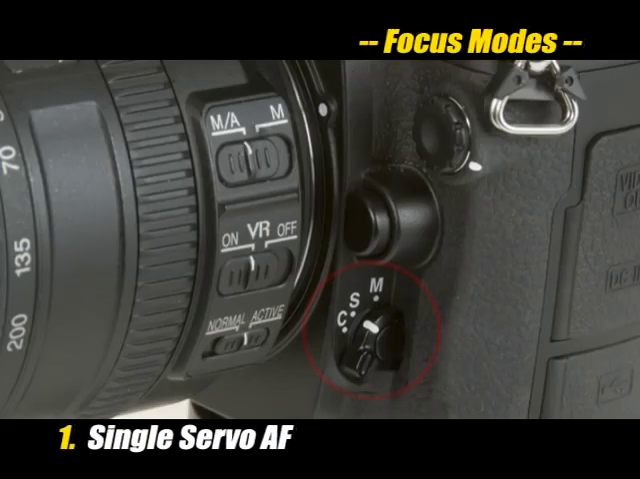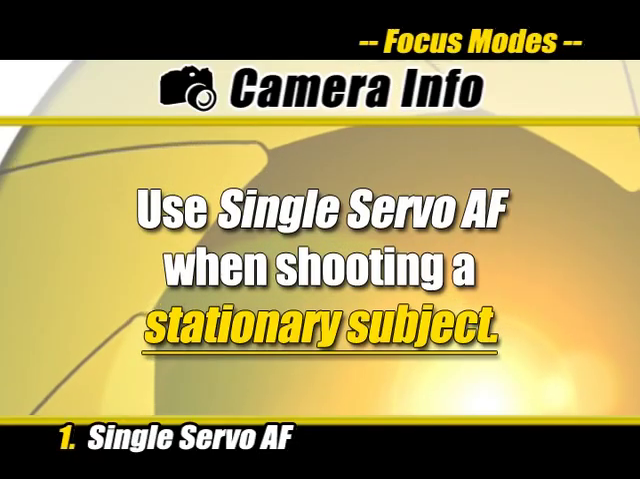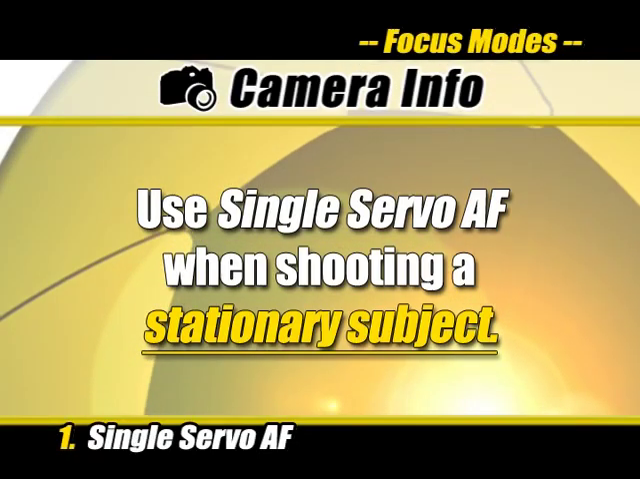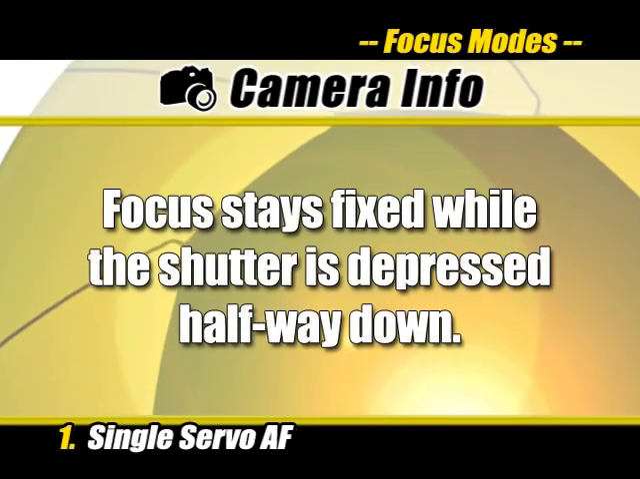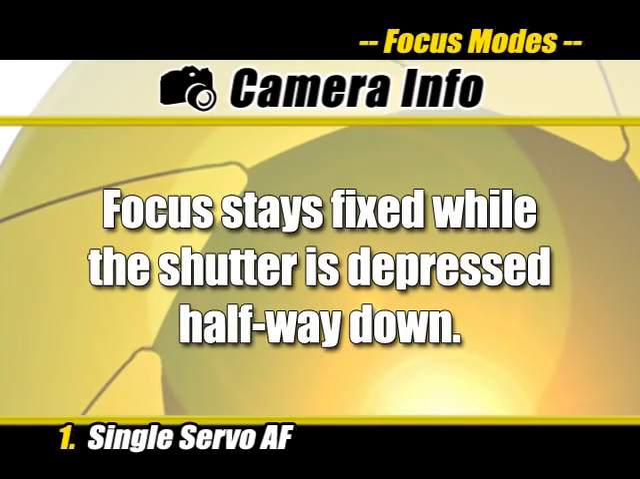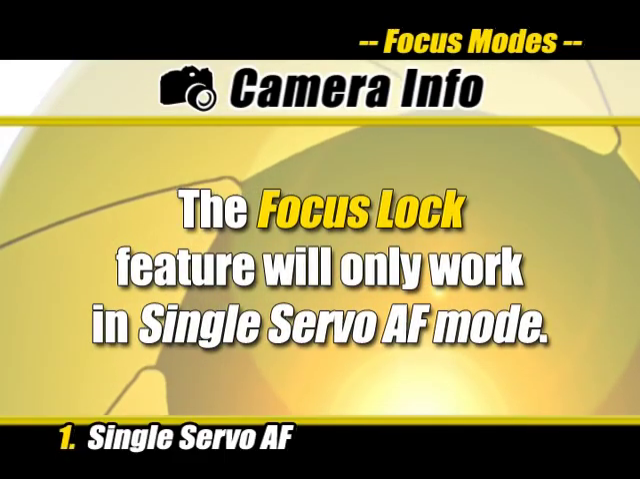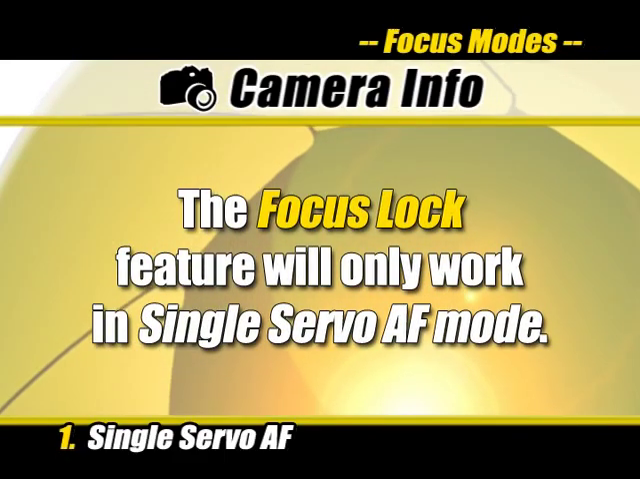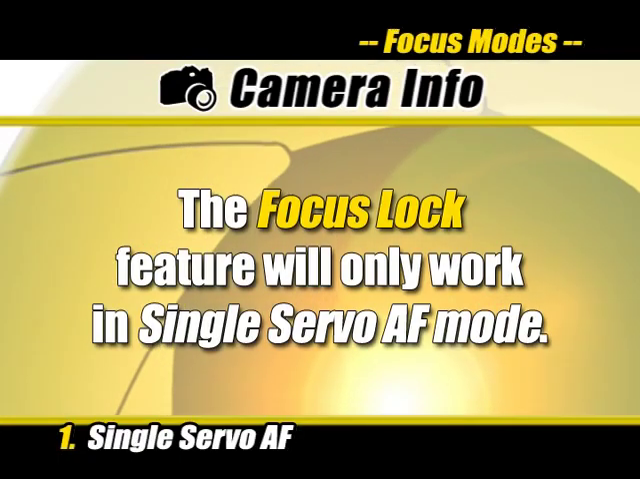Single servo AF. This mode should be used when you are photographing a stationary subject. As long as the shutter is depressed halfway, your focus will stay fixed on whichever focus point was selected. Keep in mind that the focus lock feature only works in this AF mode, which is sometimes a good reason alone to select this focus mode.